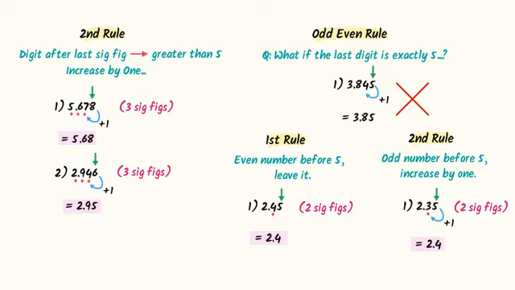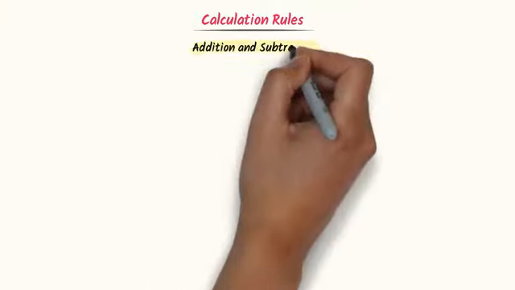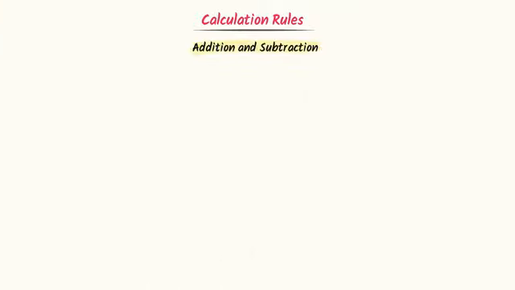Now that you understand rounding rules, let us move to calculations, because this is where students lose the most marks. There are 2 types of calculation and each one has a completely different rule. Addition and subtraction use one rule, multiplication and division use a different rule. You cannot mix them. Let me explain both.